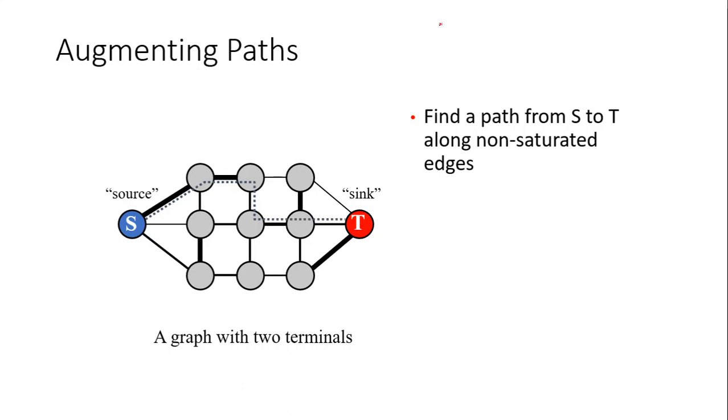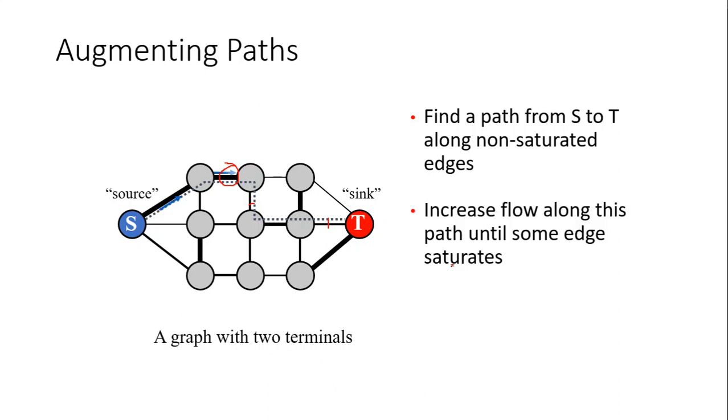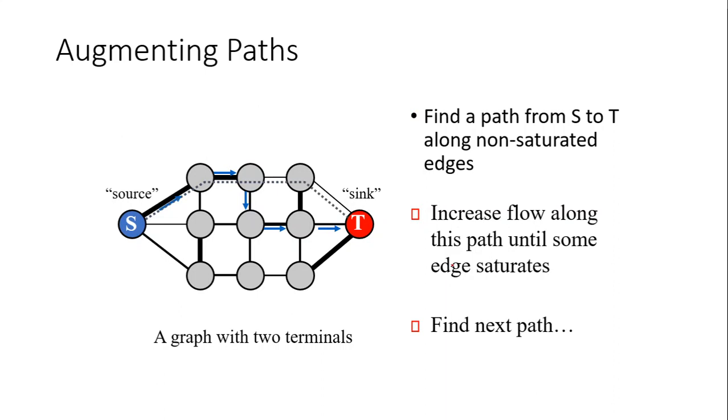Find a path from S to T along non-saturated edges. These edges, shown by their thickness, have a capacity. Although this edge has high capacity, you cannot send that much water through this path because these other edges are thin. So now we find the edges that saturate. Increase the flow along this path until some edges saturate. Then find the next path, and so on.